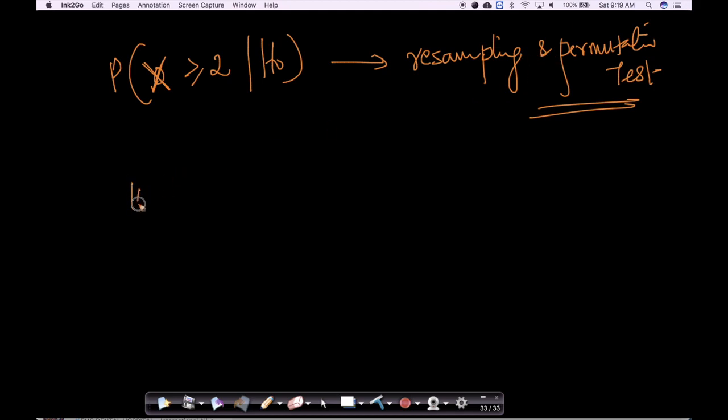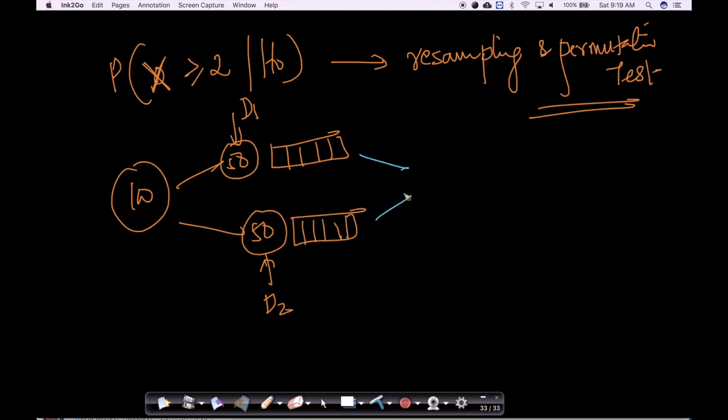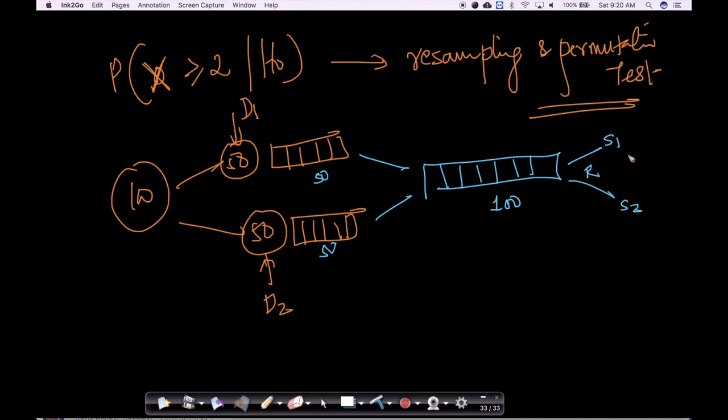What do we do? So we had these 100 people that we randomly split into groups of 50-50. On this 50, we gave drug 1. On this 50, we gave drug 2. And we have 50 observations here. Now in resampling, what do we do? We combine both of them into one large set of 100 observations, and we randomly split now into sets S1 and S2. Again, this will be 50, this will be 50.